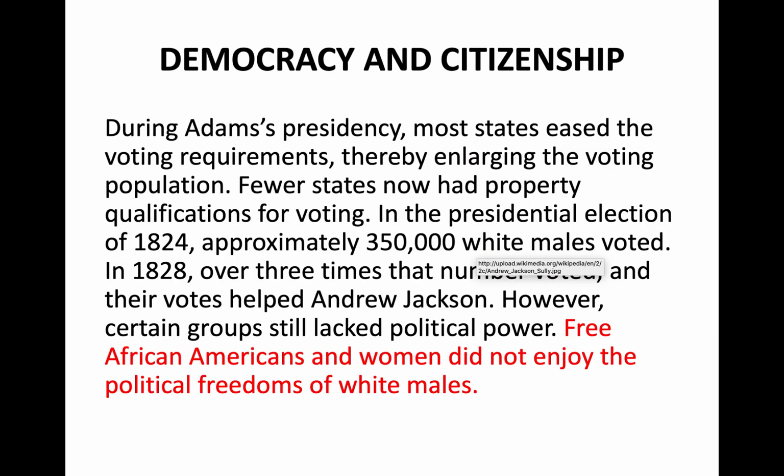All right, democracy and citizenship. During Adams' presidency, most states eased the voting requirements, thereby enlarging the voting population. Fewer states now had property qualifications for voting. In the presidential election of 1824, approximately 350,000 white males voted. And in 1828, over 3 times that number voted. And their votes helped Andrew Jackson. However, certain groups still lacked political power. Free African Americans and women did not enjoy the political freedoms of white males.